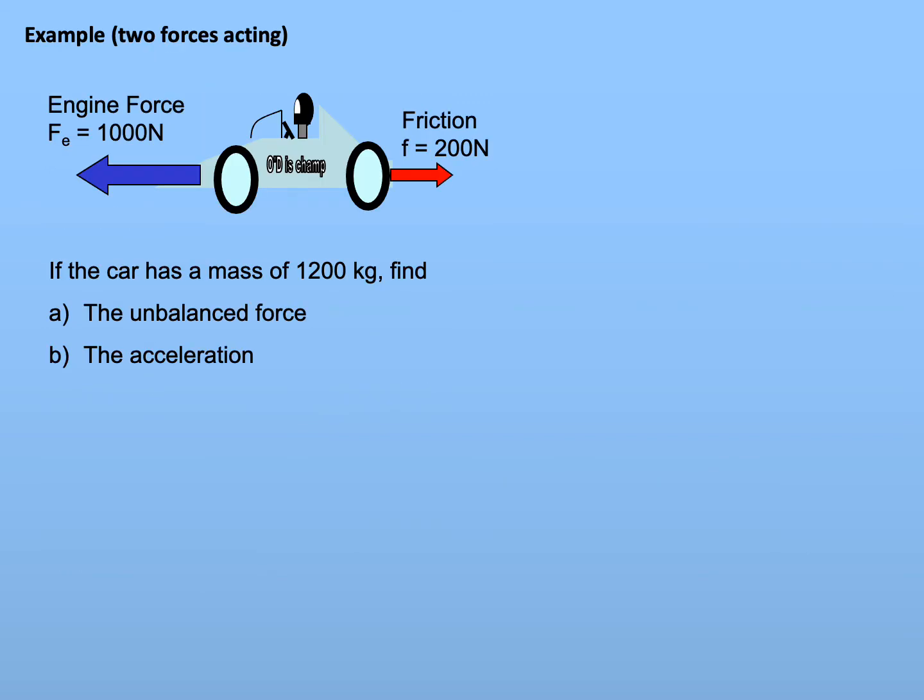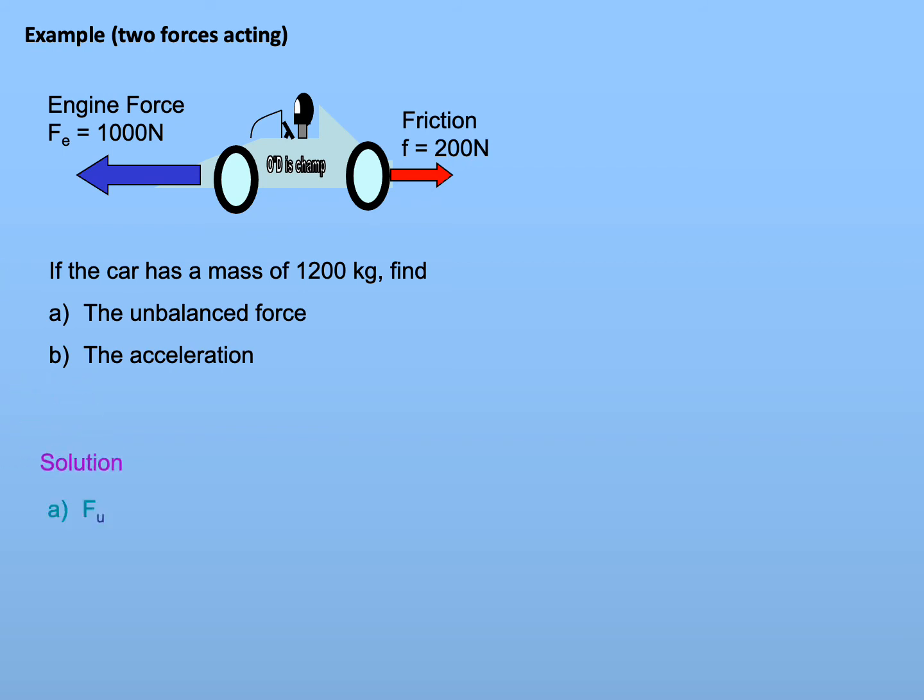Let's do an example then where we have two forces acting just like that. So as you can see, the racing car has an engine force, Fe of 1000 newtons driving it forwards. That's to the left of the screen. And there's a frictional force of 200 newtons. So we'll assume that covers drag, engine frictional forces and wheel frictional forces altogether. If the car has a mass of 1200 kilograms, find the unbalanced force, and then having done that, use it to find the acceleration.